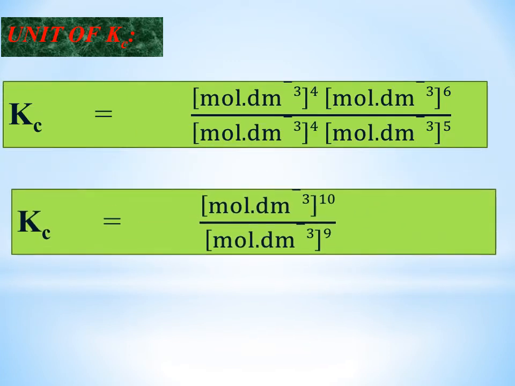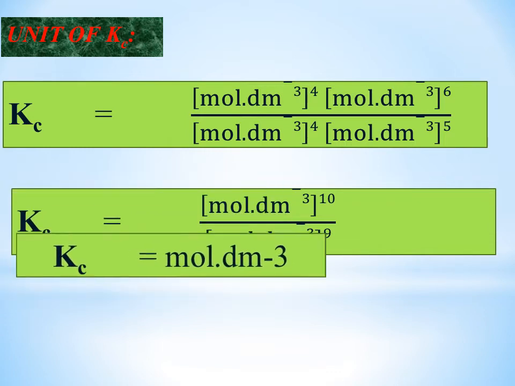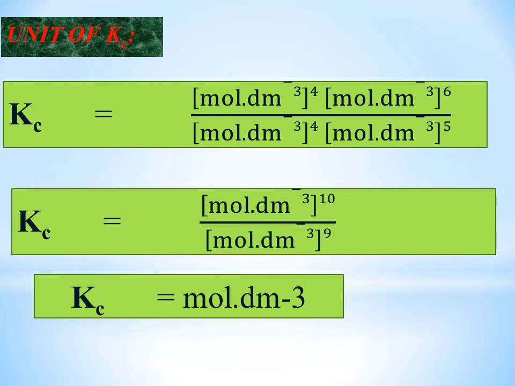Then in the next step, mole per decimeter cube, here is 4 and 6, 10, so as a whole we will write 10 mole per decimeter cube. In the subscript 4 and 5, 9, so as a whole we will write 9 mole per decimeter cube, and in the result we will get mole per decimeter cube. Why? Because this 9 cancels out with the 9 mole per decimeter cube in the subscript, and in the subscript only 1 mole per decimeter cube will be left.